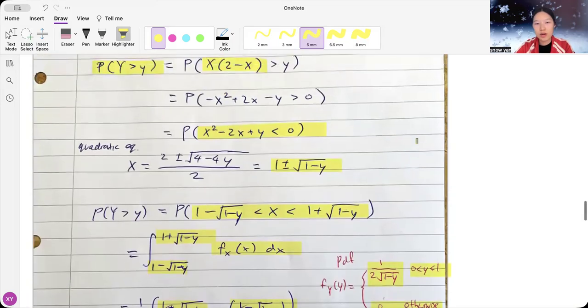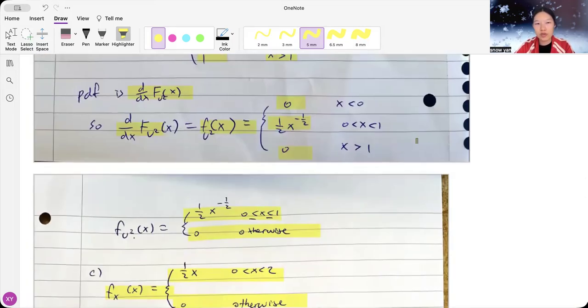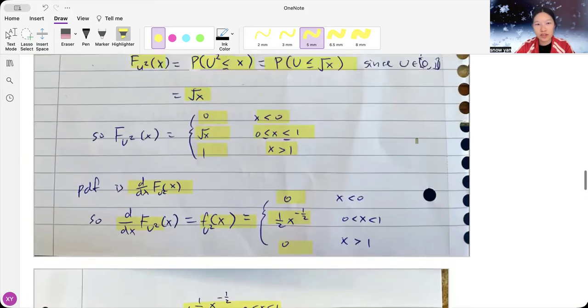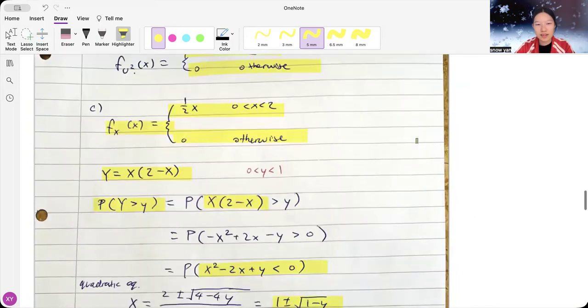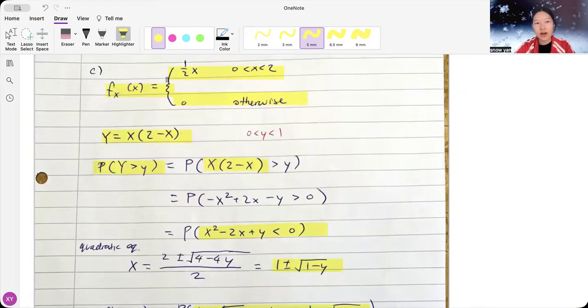Why is it from 0 to 1? Because we can kind of just go back to our original function, right? Where was the function? Okay, so here, our function is 1 over 2x. And then our y is x times 2 minus x.